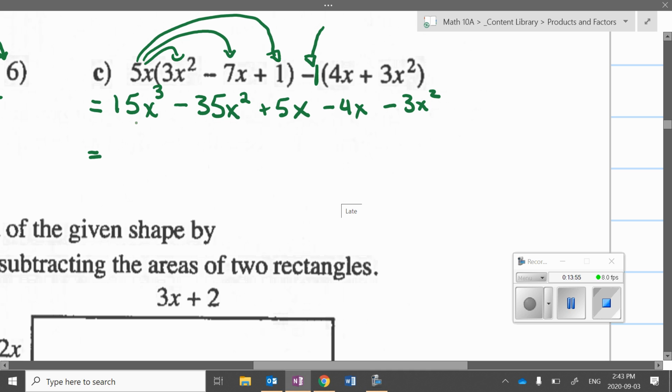I only have one x cubed, so I'm still going to have 15x cubed. I have negative 35x squared, and then these negative 3x's. So that gives me negative 38x squared. 5 positive x's minus 4 x's leaves me with an x. If you wanted to say plus 1x, go for it.